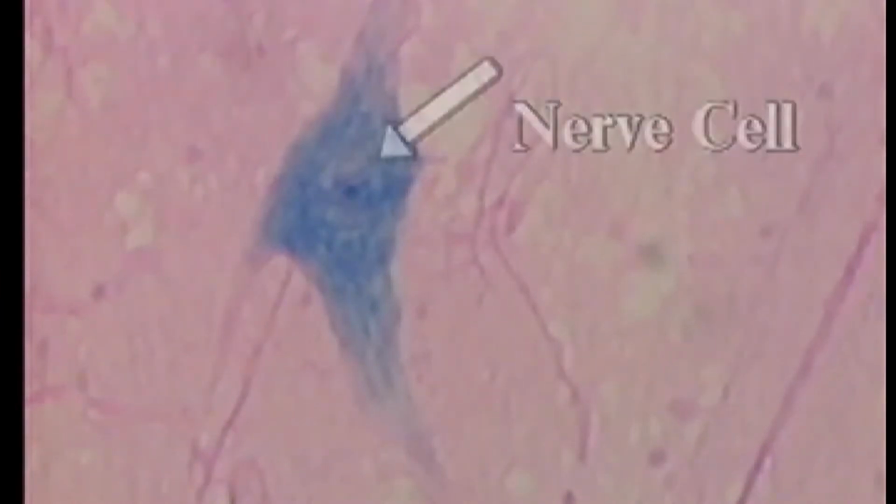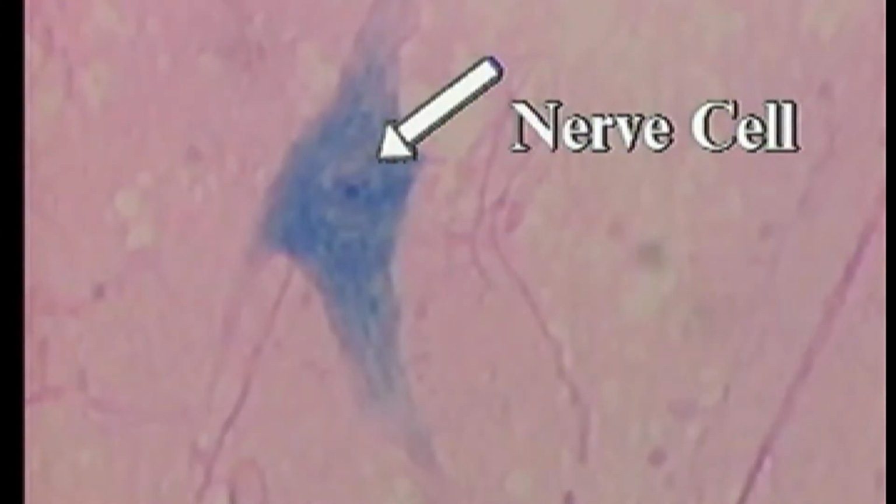For example, this human nerve cell rarely reproduces. Instead, it can remain in interphase for up to 60 years. Because nerve cells rarely reproduce, even to replace dead or damaged cells, nerve damage, such as results from strokes or spinal cord injuries, is usually very serious.